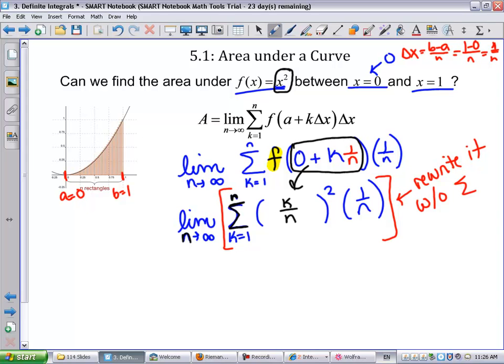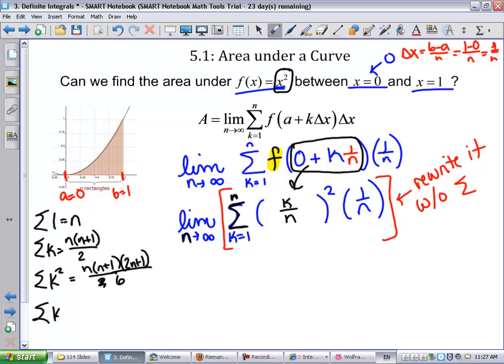That's right. If we want to get rid of a sum, we can use the formula: sum of 1 equals n, sum of k equals n times n plus 1 over 2, sum of k squared equals n times n plus 1 times 2n plus 1 over 6, and sum of k cubed is the quantity n times n plus 1 over 2, the whole thing squared. So we have those formulas for getting rid of sigmas. Now remember, when you're doing this, it's always k goes from 1 to n.